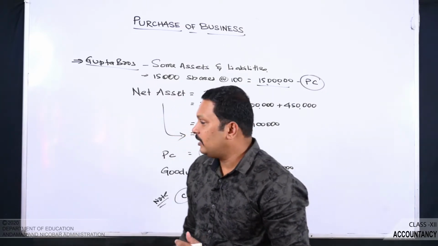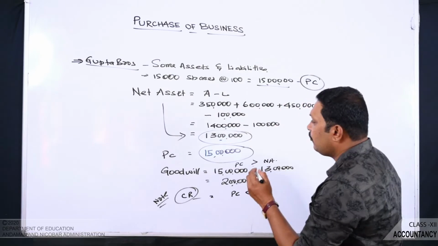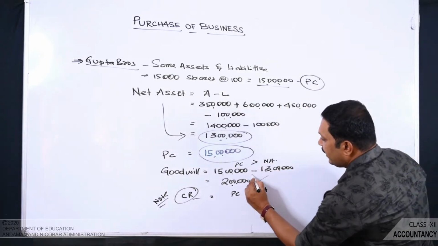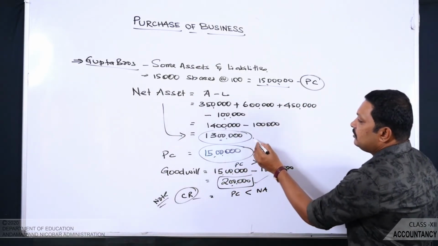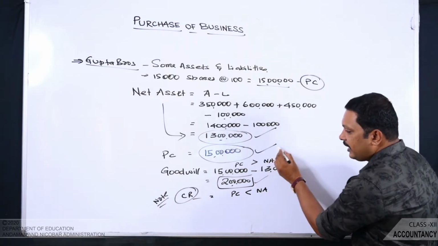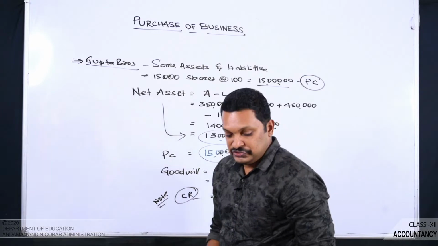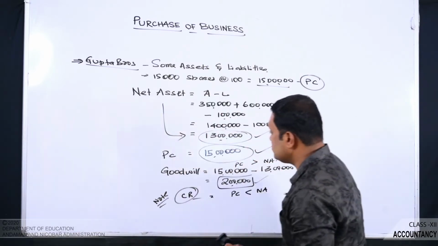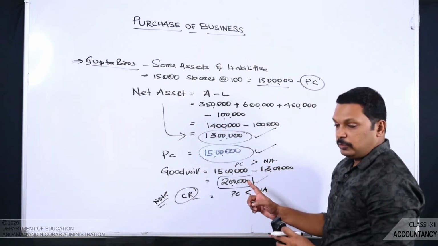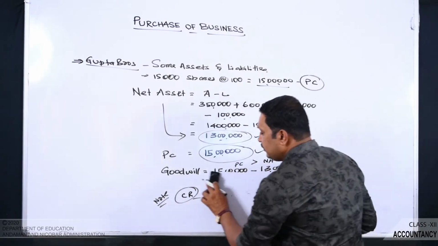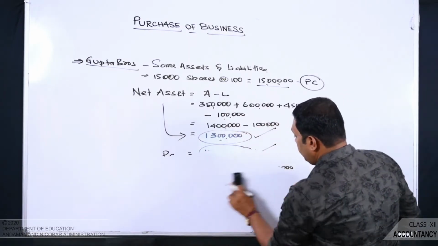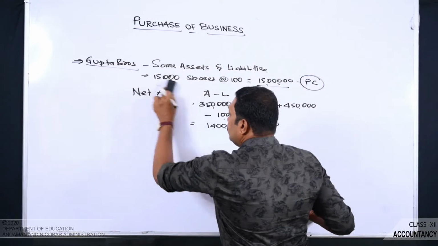So as far as the question is concerned, we have goodwill of rupees 2 lakh. We have net asset 13 lakh, PC is 15 lakh and goodwill is 2 lakh. Now proceed to the journal entry. So this is the working note. Note the working note and proceed for the journal entry. How to pass the entry? Very easy.